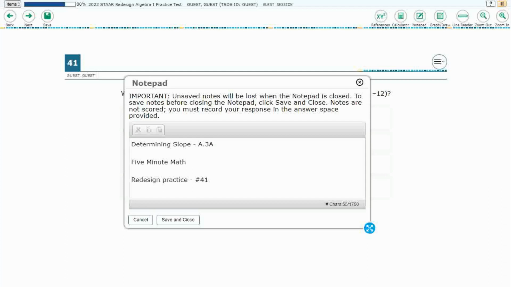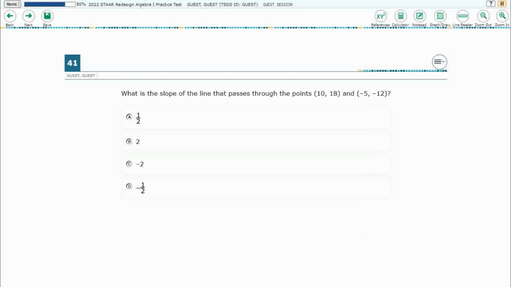Today we are looking at the Algebra 1 concept of determining slope. This is standard A.3A in the great state of Texas, and we are using number 41 off the Redesign Practice Online STAAR test. If you haven't done so already, please go ahead and take a moment to pause the video, work this problem out on your own, unpause it, and we will look at our answers together.